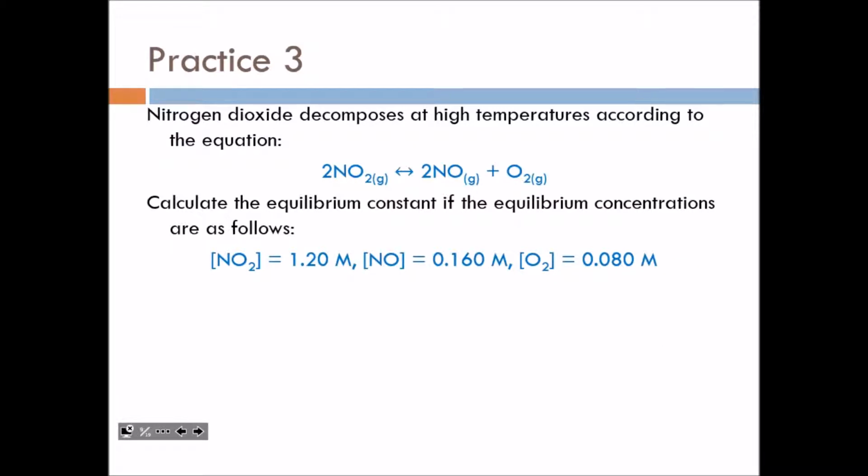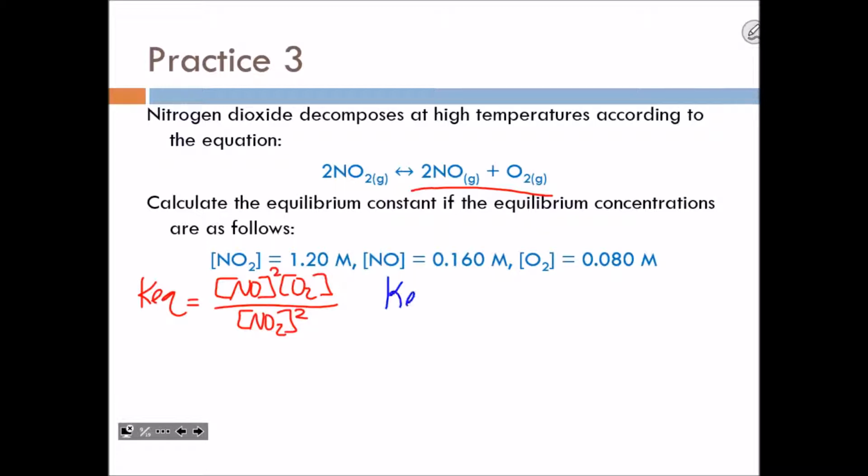So let's take this one into account, and the first thing you should do before you try to plug anything in is write out the equilibrium expression. So over here you should start Keq. Here is our products, so I'm going to put them on top. Concentration of nitrogen monoxide, we're going to raise that to the second power because it has a 2. And then on the bottom, the nitrogen dioxide goes on the bottom, raised to the second power.